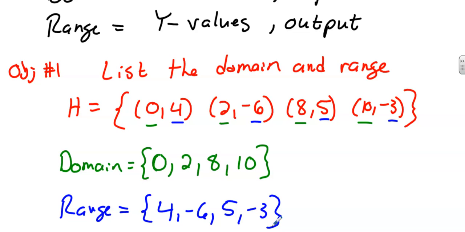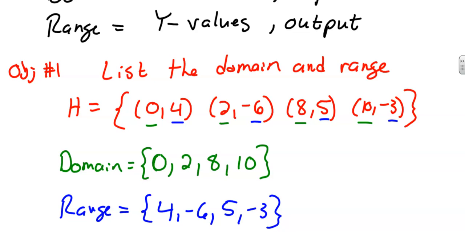Now, if a number happens to repeat, let's say this first number had been 8 twice, like 8, 2, 8, 10, you don't have to write the number twice. If you've already said 8 is part of the domain, and 8 pops up again, you don't have to write it down twice. As long as it's in there once, that's all you have to worry about.